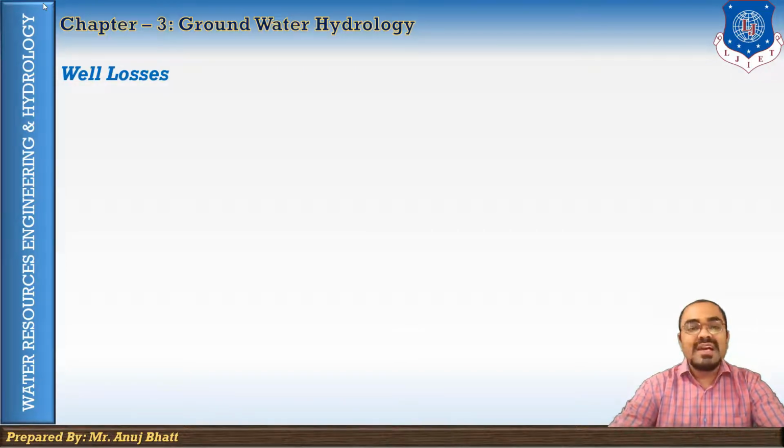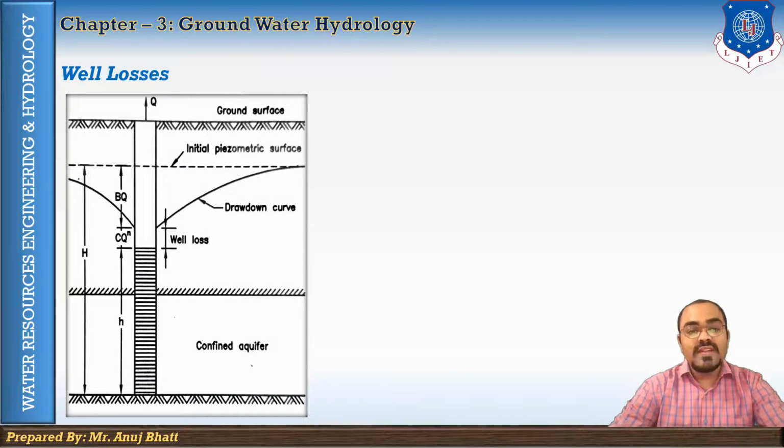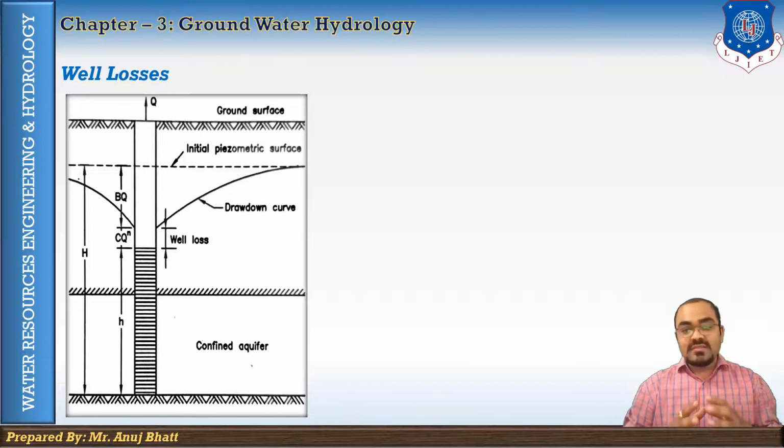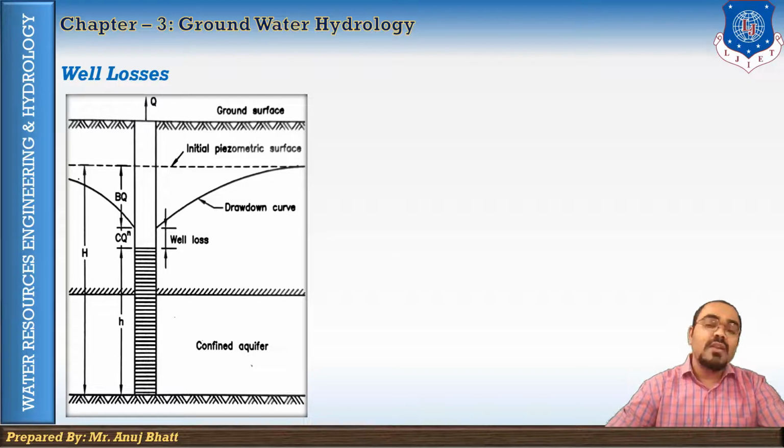For that, first of all we need to see how this well loss can occur, with a schematic diagram. So here there is a well, and whenever you are pumping out the water from the well, there would be some losses. Let's discuss this in detail. As we discussed, when the water is pumped from a well, the total drawdown caused at the well face is made up of aquifer loss and the well loss.